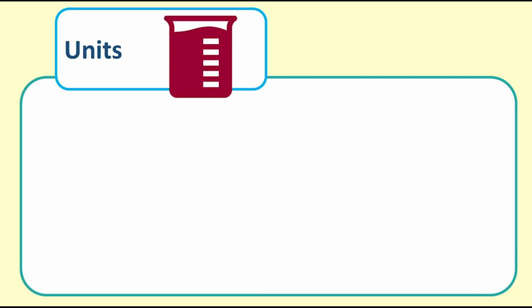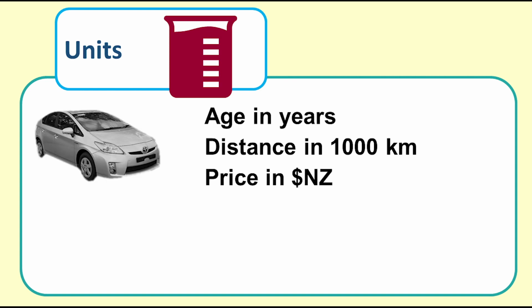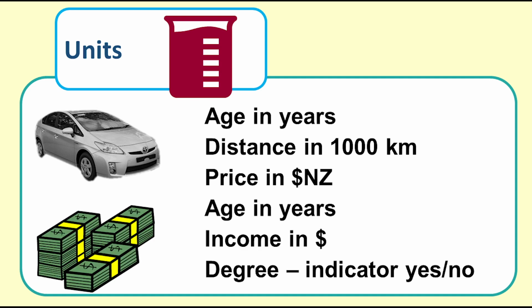Units. Next we need to think about the units in which things are measured. In the Prius model, the unit for age was 1 year, the unit for distance was 1,000 kilometres, and the unit for price was New Zealand dollars. In the income model, the unit for age is 1 year, income was in dollars, and degree is a dummy or indicator variable that expresses the presence or absence of a degree qualification. When the units are percentages and rates, it can make interpretation more challenging.